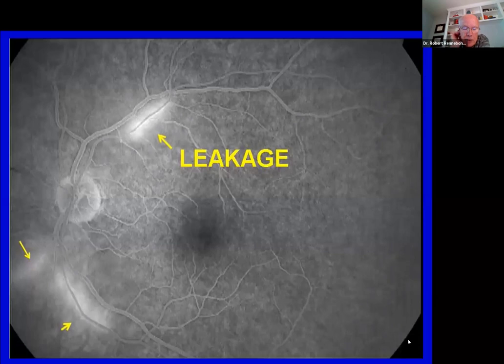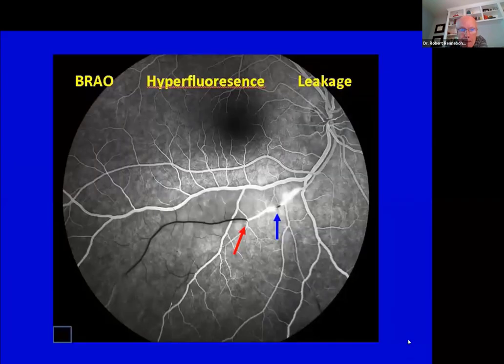Here's another example of segmental hyperfluorescence and leakage. This slide shows three areas of segmental leakage with only minimal hyperfluorescence. And this slide demonstrates all three phenomena, an obvious BRAO and two areas of intense segmental hyperfluorescence with narrowing between those two segments.